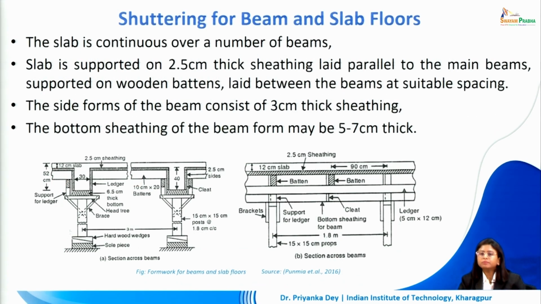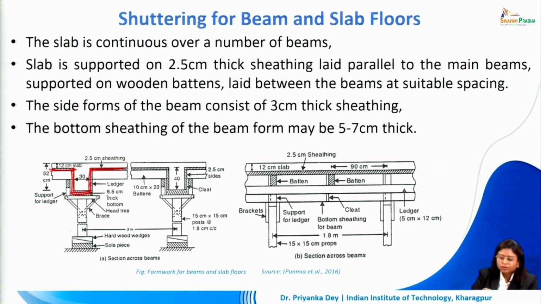For the shuttering for beams and slab of the floors, the slab is continuous over a number of beams, and the slab is supported on 2.5 centimeter thick sheathing laid parallel to the main beams, supported on wooden battens laid between the beams at suitable spacing. The side forms of the beam consist of 3 cm thick sheathing, and the bottom sheathing of the beam form may be 5 to 7 cm in thickness. So what we are doing is we are using sheathing around the slab and the beam to create the shape within which we can pour the concrete and make the requisite size and shape of the structural member.